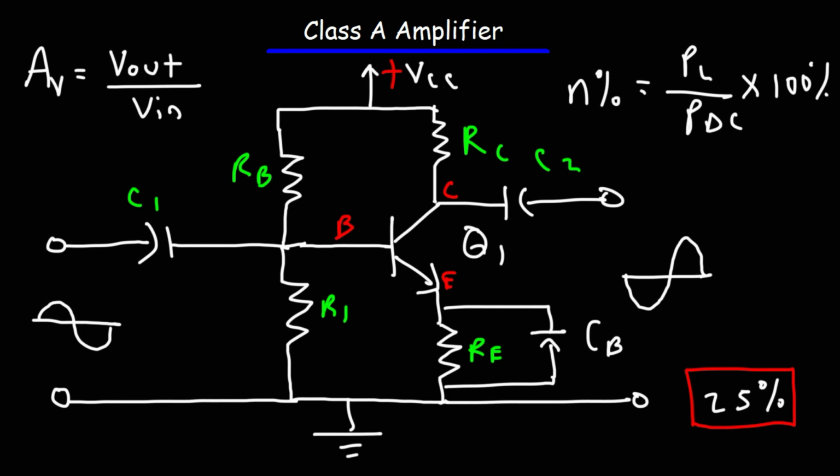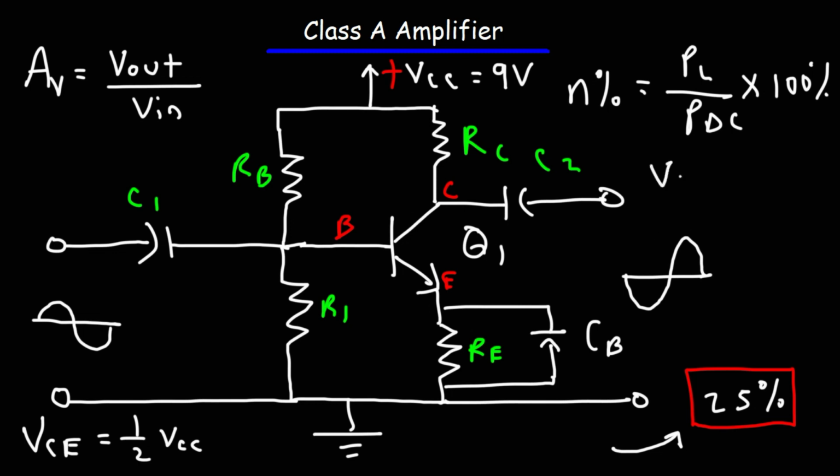Now, in order to design a circuit with an efficiency as close to 25% as possible, you want to set VCE, that is the voltage between the collector and the emitter pins of the transistor, to 1/2 of the collector supply voltage. So if the collector supply voltage is 9 volts, you want to design a circuit in such a way that VCE is as close to 4.5 as possible.